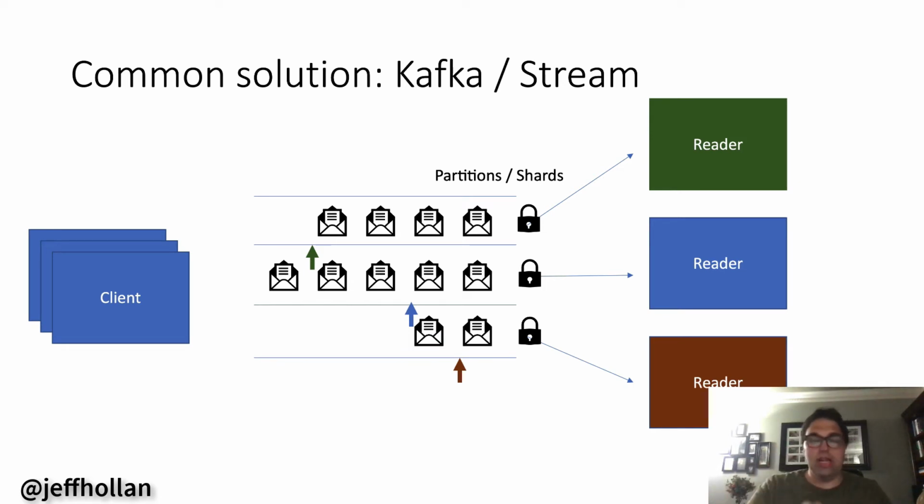So if Jeff places an order and Jeff cancels an order, Kafka guarantees through its partitions and its partition locking that those will be received in order. Okay, so that's really nice.